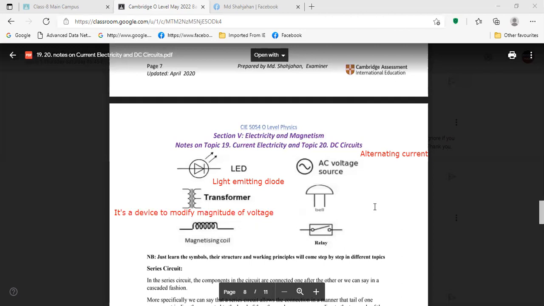Okay, now magnetizing coil, you already got it in topic 17. You got the right hand grip rule. There we use DC current, direct current. So there we got that if electricity passes through a coil, then according to the right hand grip rule, we have a magnetic field produced, right? North pole and south pole we get, isn't it? Yes, sir. So that's a magnetizing coil.